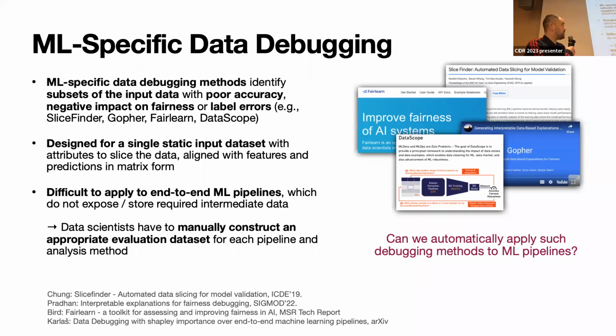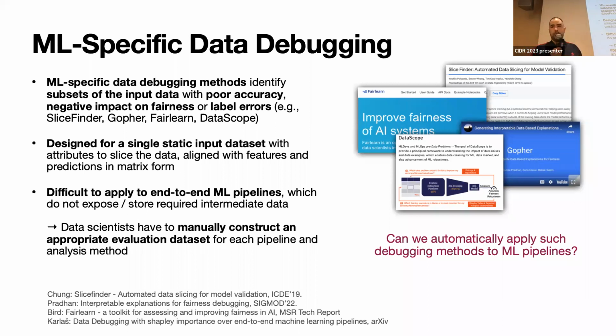A problem with these methods is that they are designed for this academic Jupyter notebook use case, where you have a single static input data set that is small, that fits in memory, that you work on in your notebook, and that already has the relational input data and features and predictions in matrix form, aligned. If you want to apply these debugging techniques to end-to-end machine learning pipelines, where the actual problems occur, that's really difficult, because these pipelines often do not expose or store the required intermediate data.